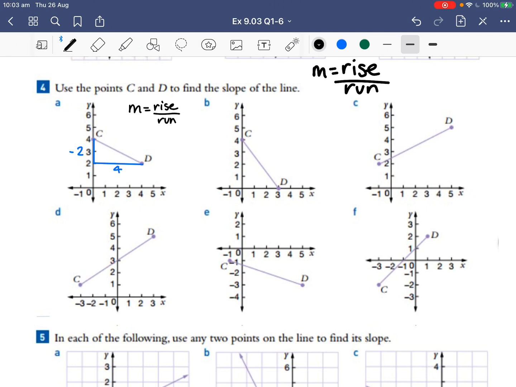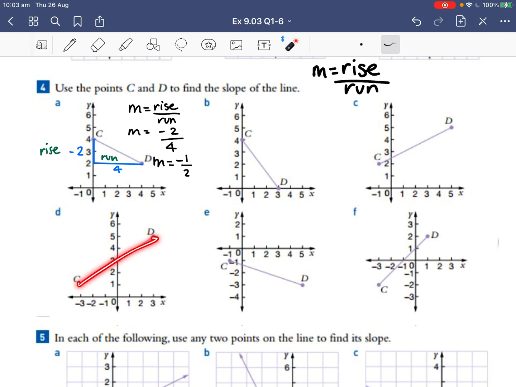So our gradient will be M equals our rise over run. Just remember that this is our rise, our vertical, and our run is our horizontal. So M equals negative 2 over 4, which simplifies down to be negative 1/2. Now, I'll do D with you just to make sure that you know what you're doing.